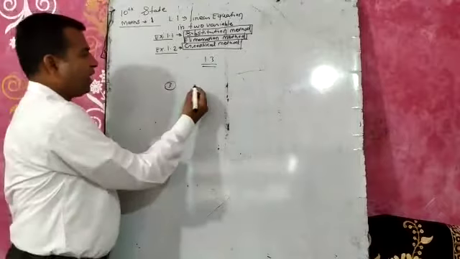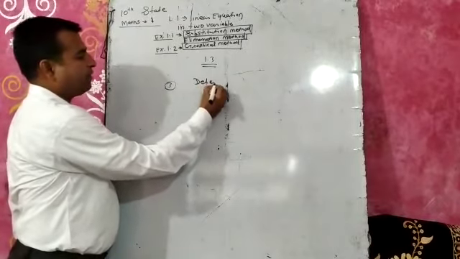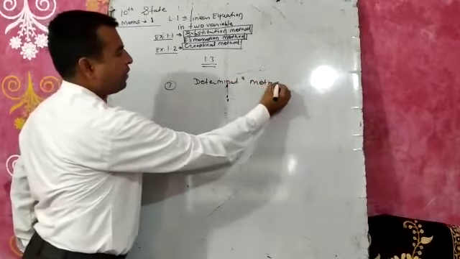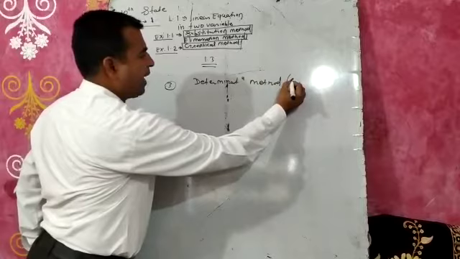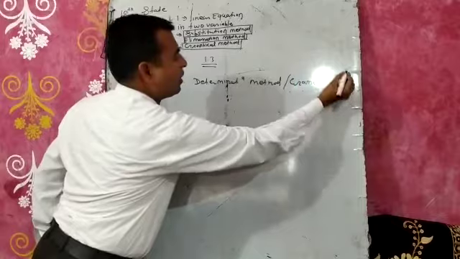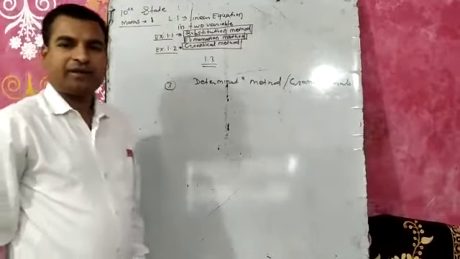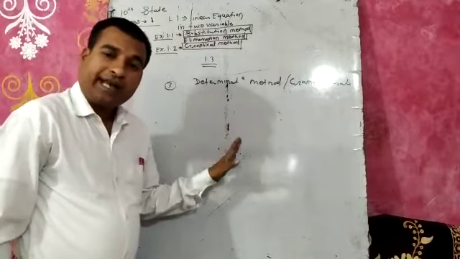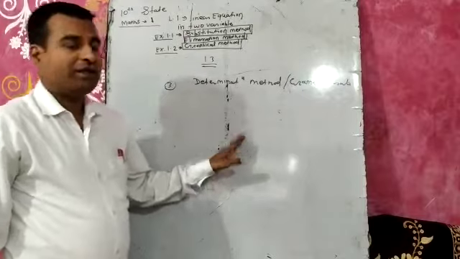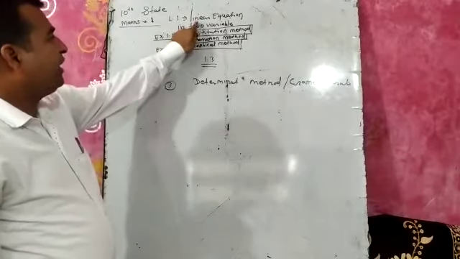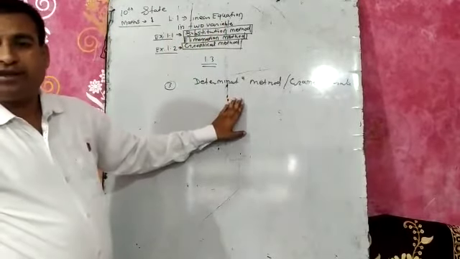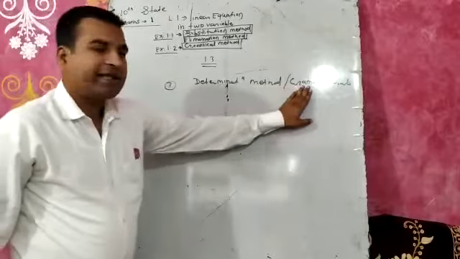The method is known as the determinant method, or also known as Cramer's rule. Why is this method known as Cramer's rule? Gabriel Cramer, the Swiss mathematician, first introduced this method to solve linear equations in two variables. Therefore, the method is known as the determinant method or Cramer's rule.